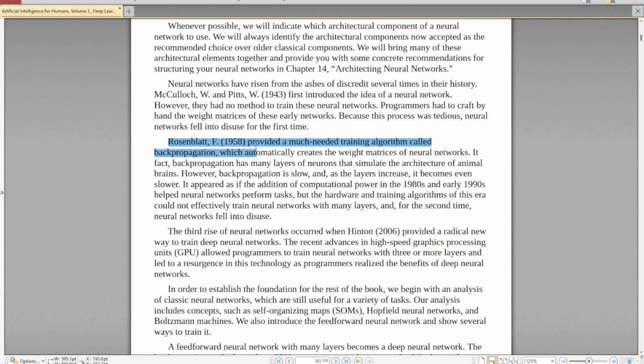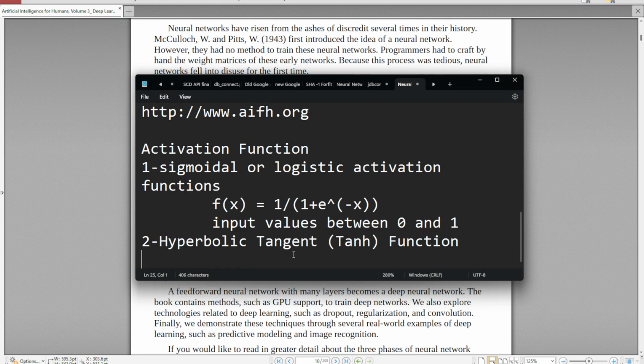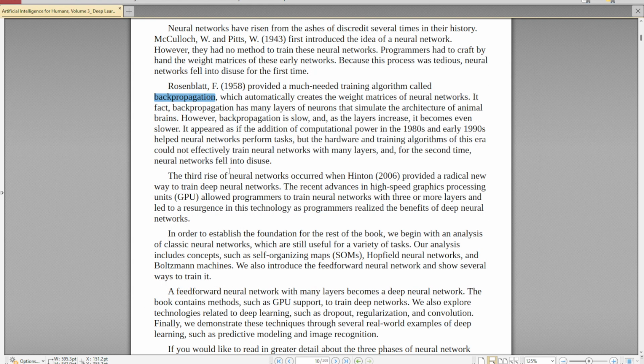Then researchers provided the needed training algorithm called backpropagation. It's also important, so we just write it here: backpropagation. It automatically adjusts the weights of your network across many layers that simulate the architecture of animal brains. However, backpropagation is slow, and as the layers increase, it becomes even slower.